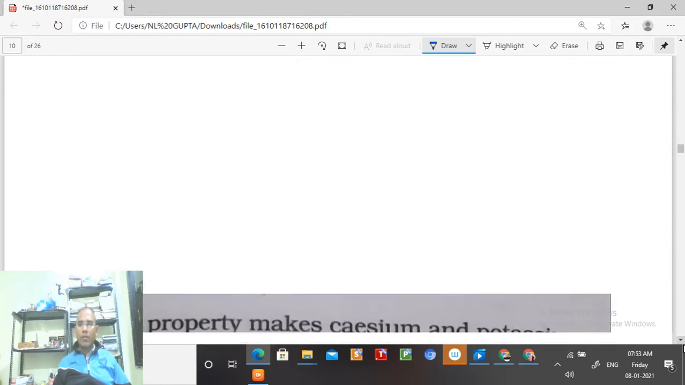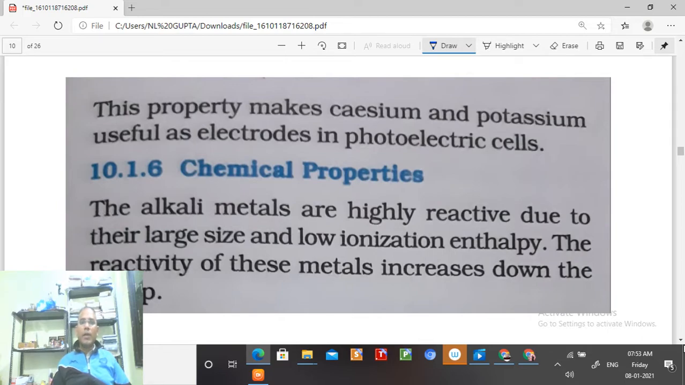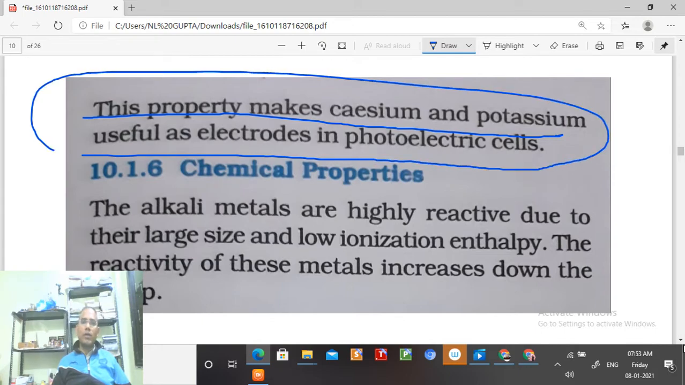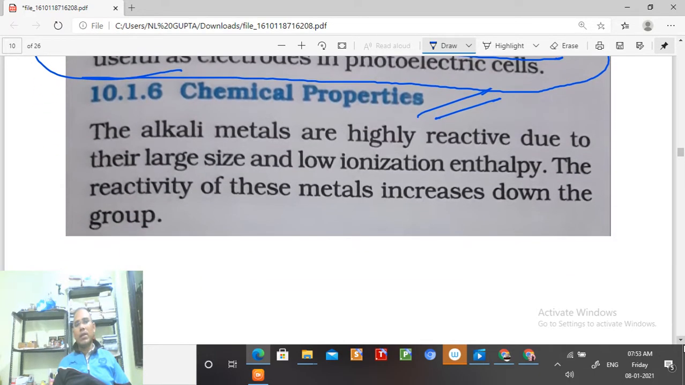Let us have a look over another property. These properties make cesium and potassium useful as electrodes in the photoelectric cell. Why? Because they have very low ionization enthalpy. That is why they are used in the photoelectric cell.